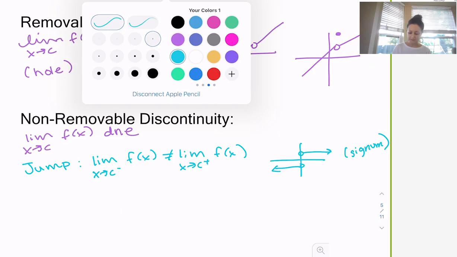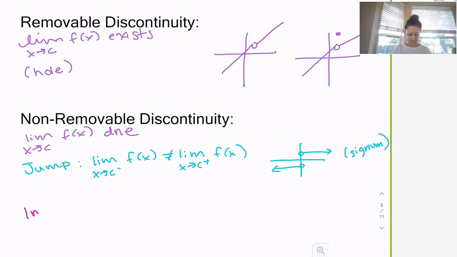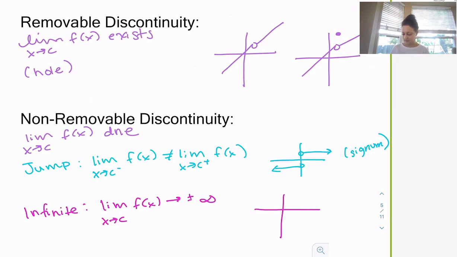The other kind is an infinite discontinuity, and this is where the limit as x approaches c of f of x goes to infinity or negative infinity. Okay, so this is going to be like a vertical asymptote.